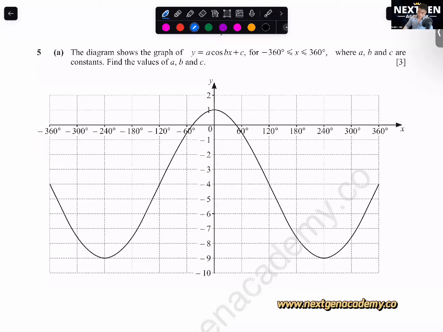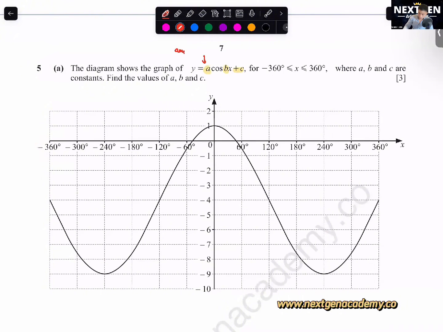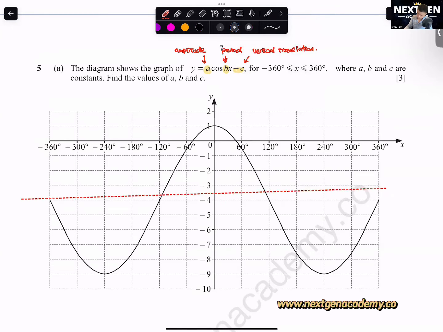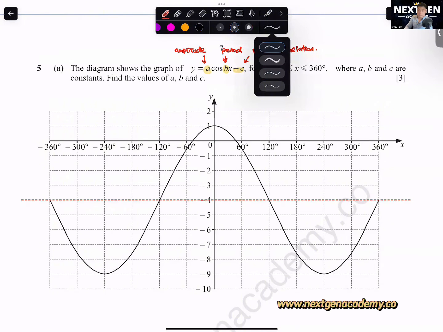Okay, first of all, we need to understand what a, b, and c represents first. A is your amplitude. B is your period. And C is your vertical translation. When we do this type of question, the first thing I want y'all to do is you draw where your middle line is at first. Which is over here. Right, this one is quite obvious. This is your middle line because it is easier for you to calculate.